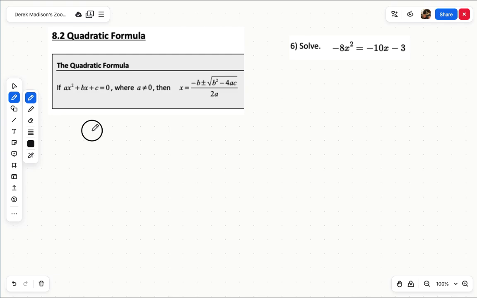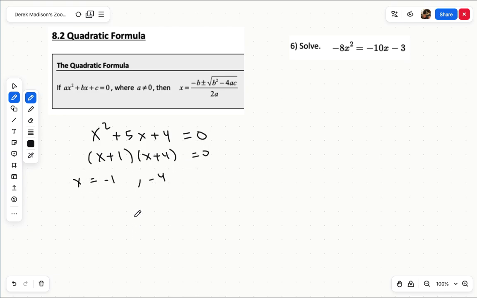For instance, let's say we had x squared plus 5x plus 4 equals 0. We could plug all of this in the quadratic formula and do all this work that I'm about to show you, or we can say what multiplies to 4 and adds to 5: x plus 1, x plus 4, and our solutions are going to be -1 and -4. That was much easier than using the quadratic formula, so there's absolutely a place for factoring.